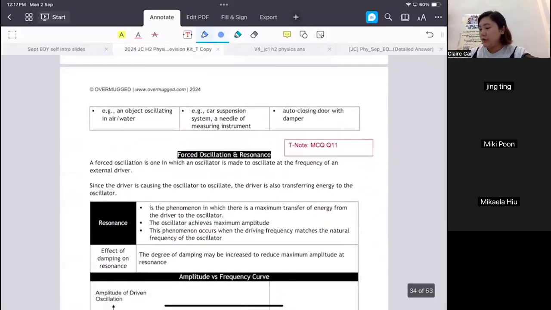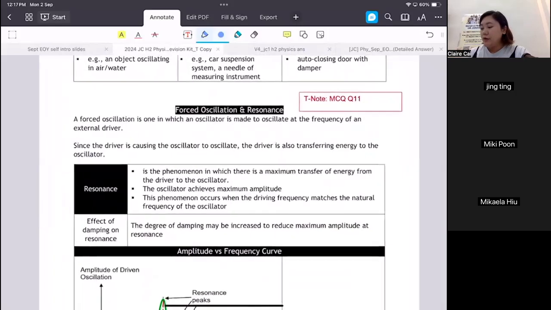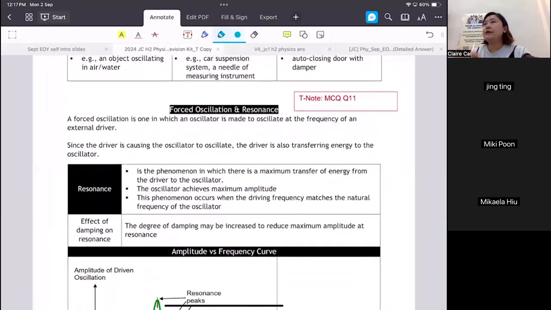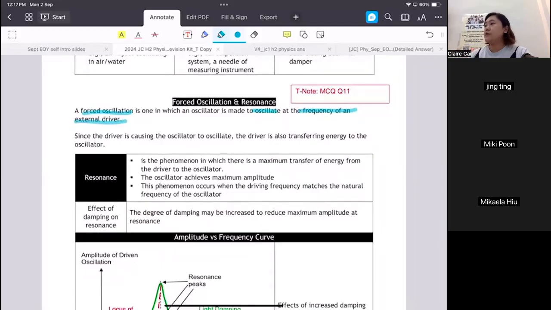Then the last one, forced oscillation and resonance. Forced oscillation is that previously we displace it, then we just let it go by itself. Whereas for forced oscillation, you have an external driving force. So this will cause the system to oscillate at the frequency of the driver. The driver is constantly transferring energy, and hence even if there is a damping force, you will be able to go on a bit longer.